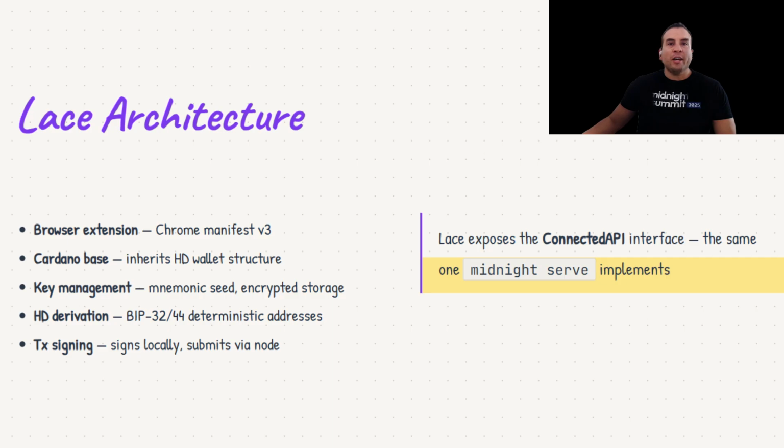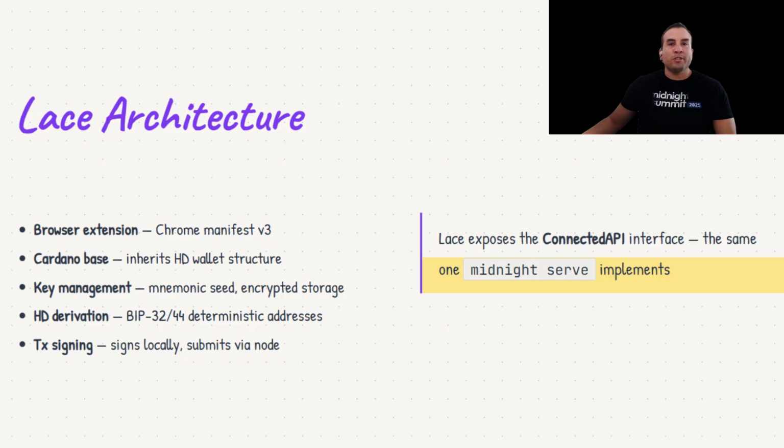Transaction signing happens locally in the extension. Your private keys never leave the browser. But here's the key architectural difference from 1AM. Lace delegates zero-knowledge proof generation to a proof server. The private witness data goes to the server. The server generates the proof, and the proof comes back. This is faster, but means you are trusting a server with your private inputs.